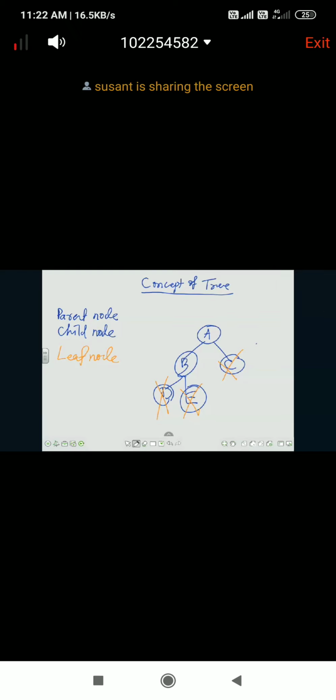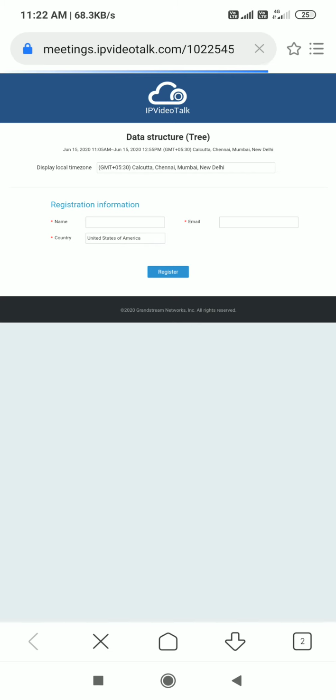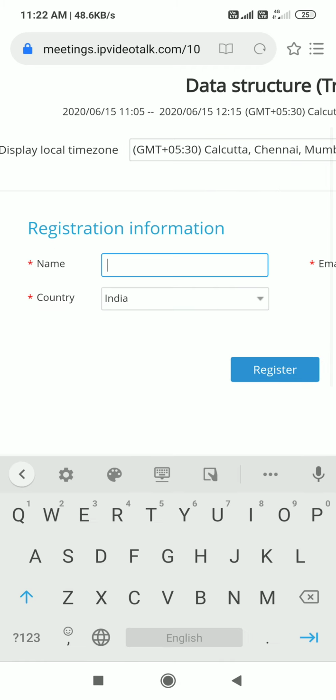A node having both parent and child. Look, B is a node having both a parent node and child nodes; that is called an internal node. The node which has both parent and child is called an internal node.